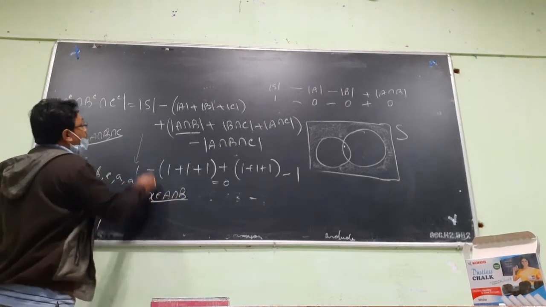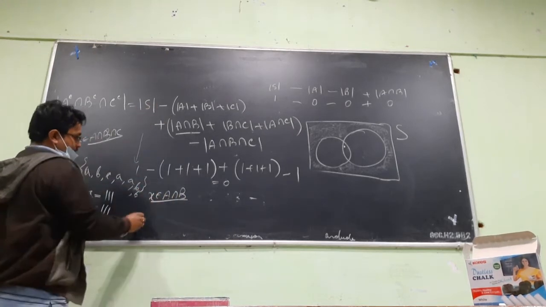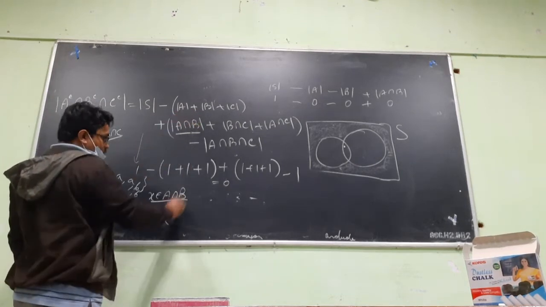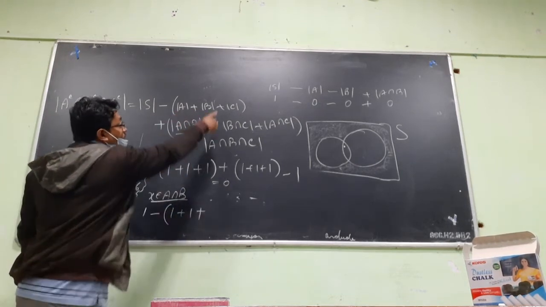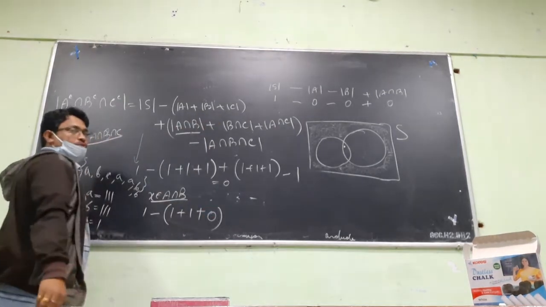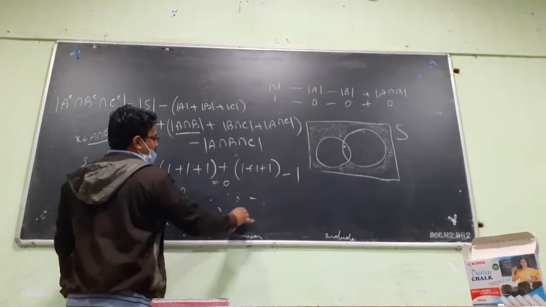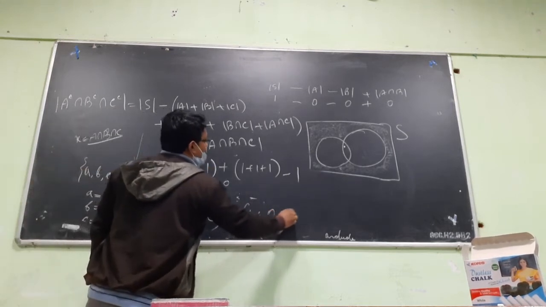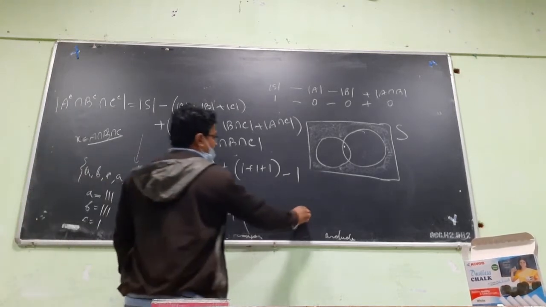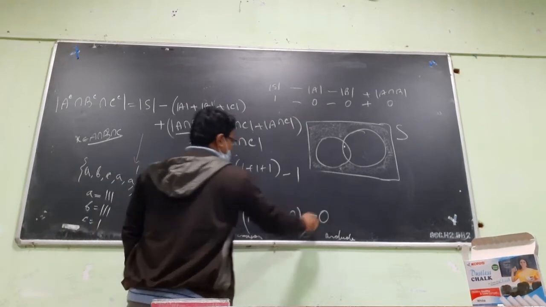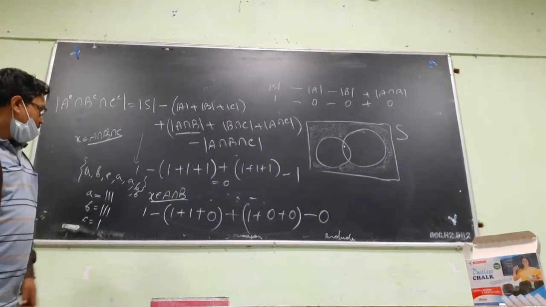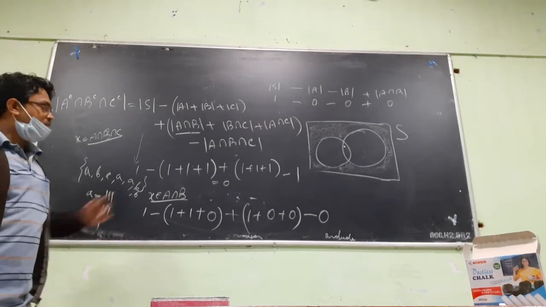So this element, when we count mod S, it is counted once. It is there in A and B both, so it is counted once there. In C it is not counted, so 0. And then plus, here in A intersection B it is counted. In every other case it is not counted. And here also it is not counted. So what is the total count here? Total count now 0. Here also total count is 0.